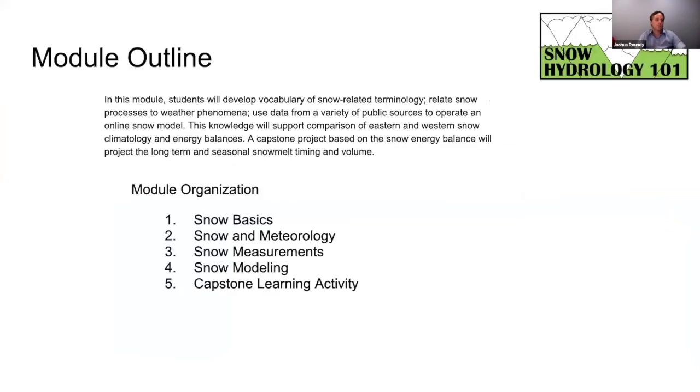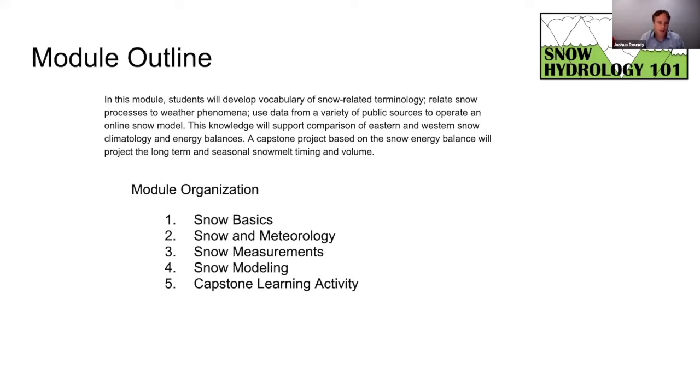The module outline really is to help students develop a fundamental understanding of snow hydrology, learn the terminology, learn the basic processes, and then apply that through a capstone project where they look at snow energy balances using a model and at the relationship of seasonal snowmelt timing and volume relative to climate and climate forcings. So that's the main idea.